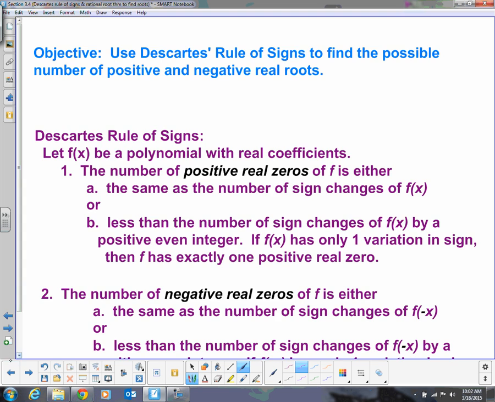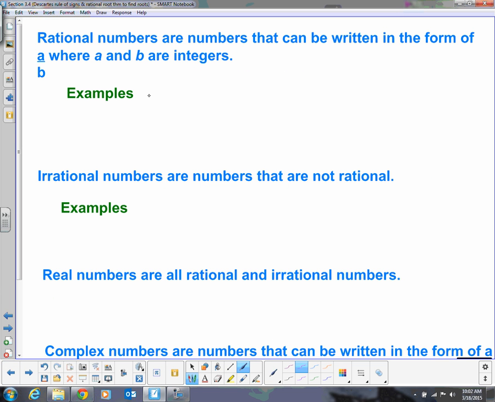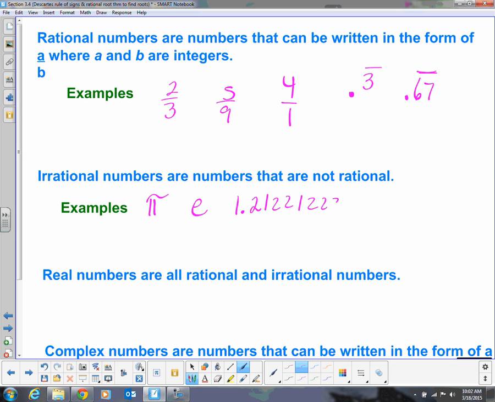Rational numbers are numbers that can be written in the form of a over b, where a and b are integers, like 2/3, 5/9, 4 over 1. Irrational numbers are numbers that aren't rational. Pi, e. If you have another example, 0.3 repeating, 0.67, those are rational. If I have a number that does not repeat, then it's considered irrational.